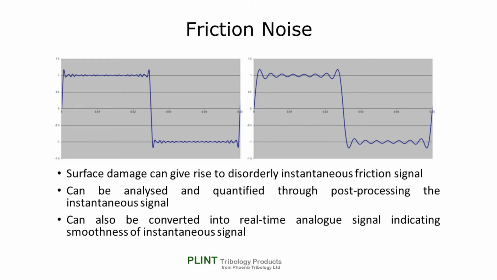If at the same time we rectify the instantaneous friction force signal and then subtract the RMS average using simple analog circuitry, the resulting output signal corresponds to the perturbations on the instantaneous friction signal. If this signal is then passed through a second RMS to DC converter, an RMS signal of friction noise can be generated. This can be used in real time as an analog measure of the smoothness or otherwise of the friction signal.